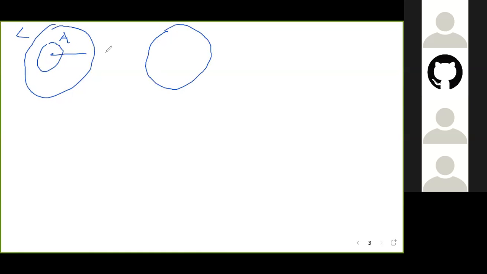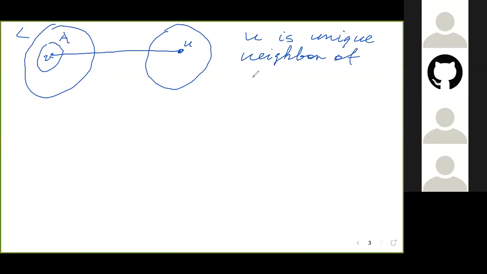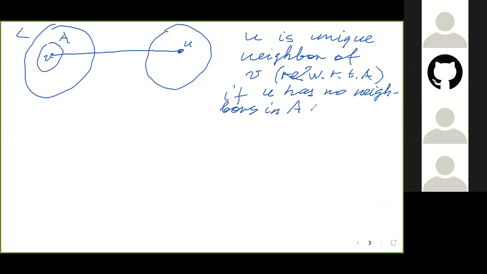And we will call a certain neighbor, say this is V, and this is, say, U. And U is called a unique neighbor of V. Actually, this definition depends on A, so to be more precise, we should say with respect to A, if U has no other neighbors in A except for V. So if U has no neighbors in A different from V.